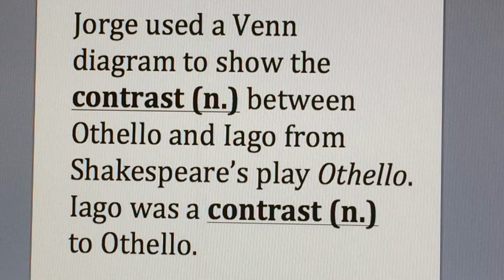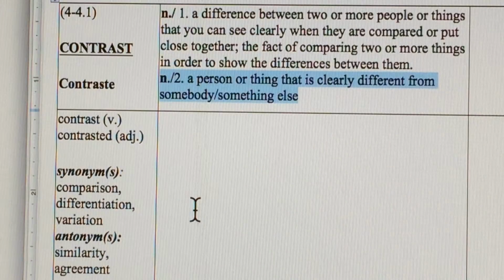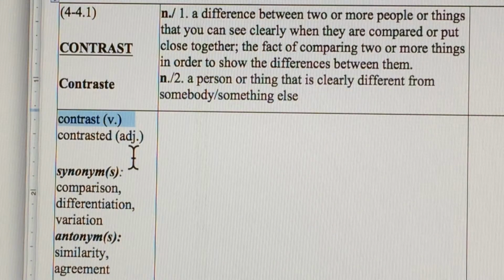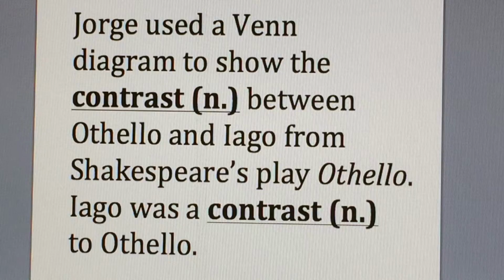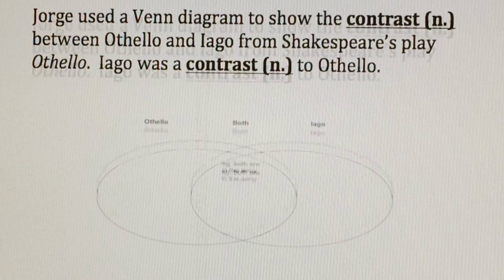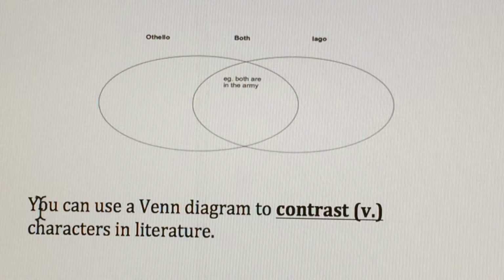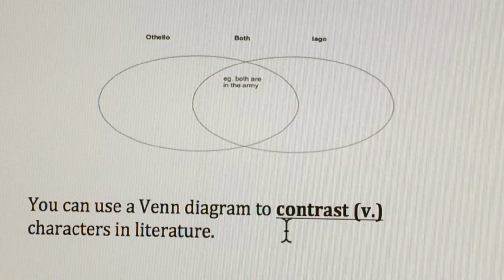Back to our definitions. In the verb form, contrast, that's the action of contrasting. That means you are doing this comparison. And in our example here, with Jorge showing how Othello and Iago are different, he is contrasting. So you can also say, you can use a Venn diagram to contrast characters in literature.